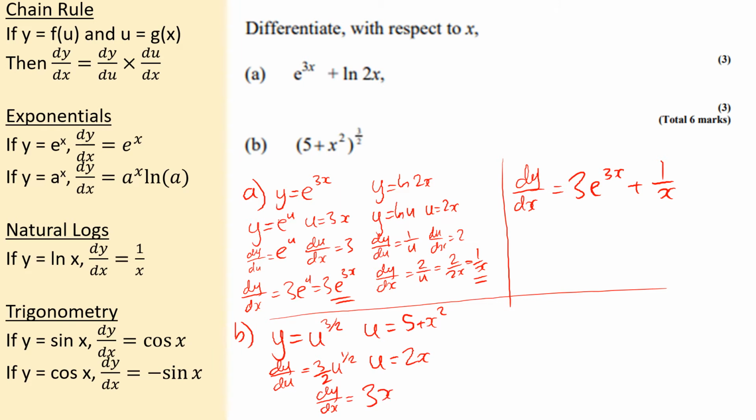So 3x times u to the half, which is 3x times (5 plus x squared) to the half, let's say, or the square root of, because that's the same thing. There we go.